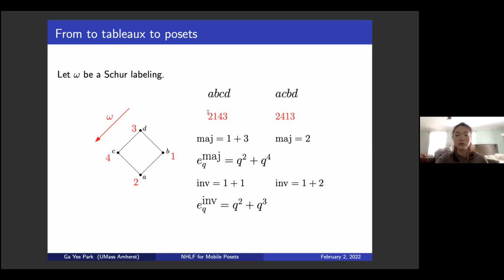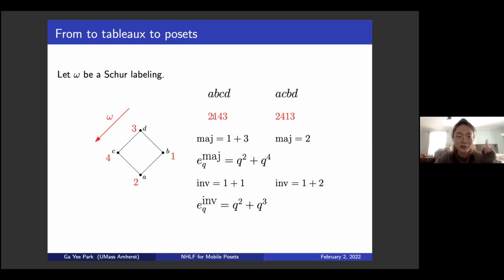Let's look at the major index. The descents happen from 2 to 1 in position 1, 4 to 3 in position 3. Adding them up, we have 4. For this one, descents happen in position 2, and that's it. So we have this finite polynomial q to the power of 2 plus q to the power of 4 as EQ major index.